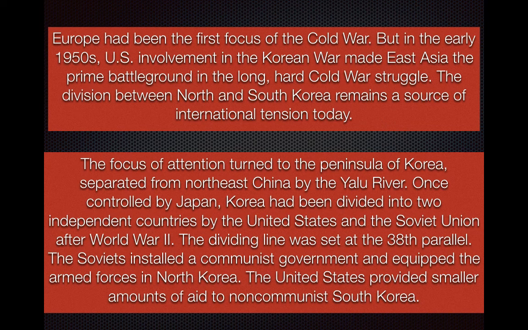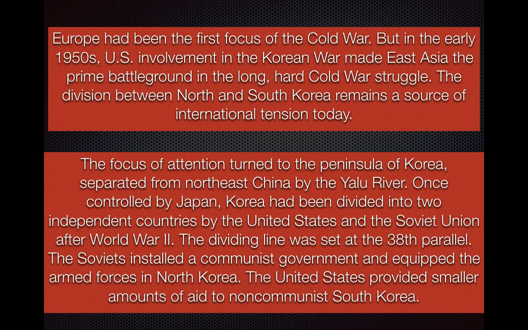The focus of attention turned to the peninsula of Korea, separated from northeast China by the Yalu River. Once controlled by Japan, Korea had been divided into two independent countries by the United States and the Soviet Union after World War II. So just like they're dividing Germany, which had been controlled by obviously the Germans, into an east and a west, they divide Korea, which had been controlled by Japan, into a north and a south.